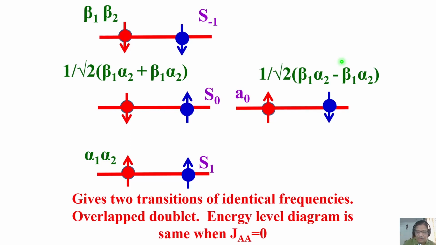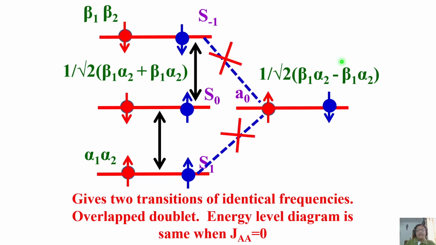You read yourself in a little bit of quantum mechanics fundamentals. You will understand. Now, what are the allowed transitions here? I tell you, this transition is allowed, whereas symmetric to anti-symmetric transitions are not allowed.